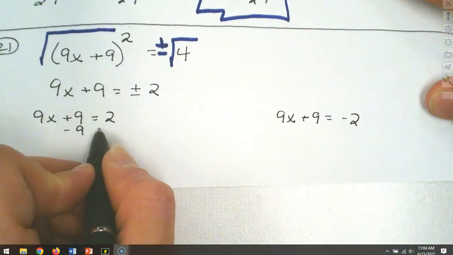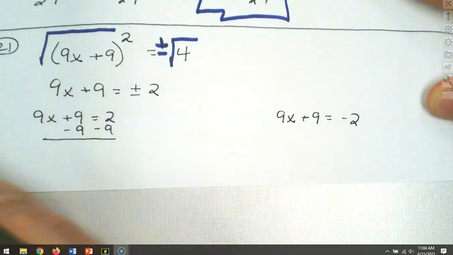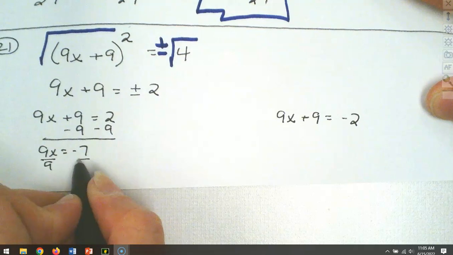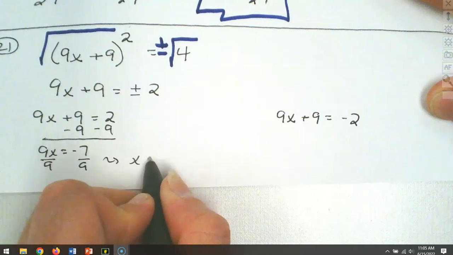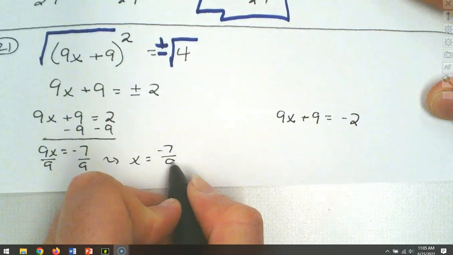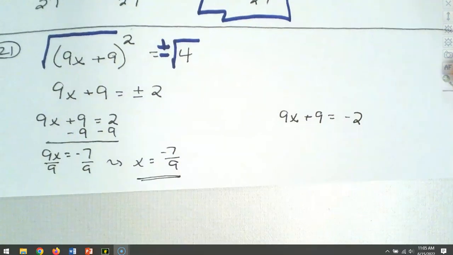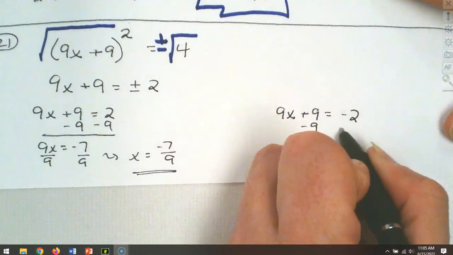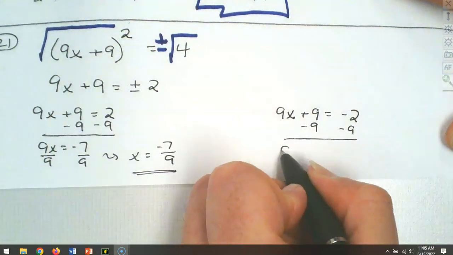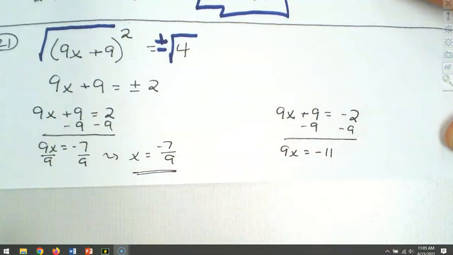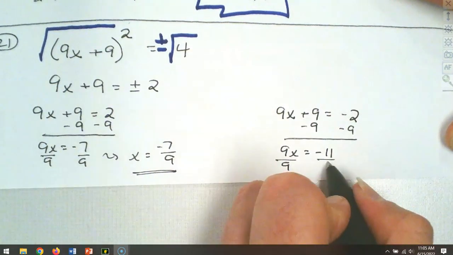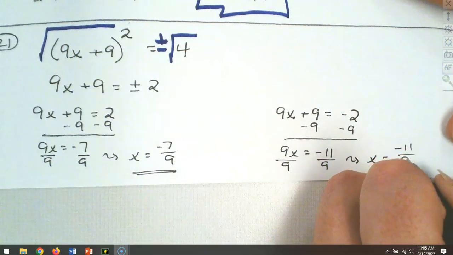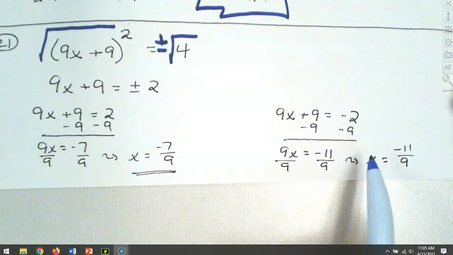And so I'm going to move the 9 over on our first one. And that gives you 9x equals a negative 7. We'll divide by our 9. And now we have x being a negative 7/9. Repeating the process on the other one, move the 9 over. 9x then equals a negative 11. Divide by your 9. And our second answer is x equals now negative 11/9. So we've got two solutions.